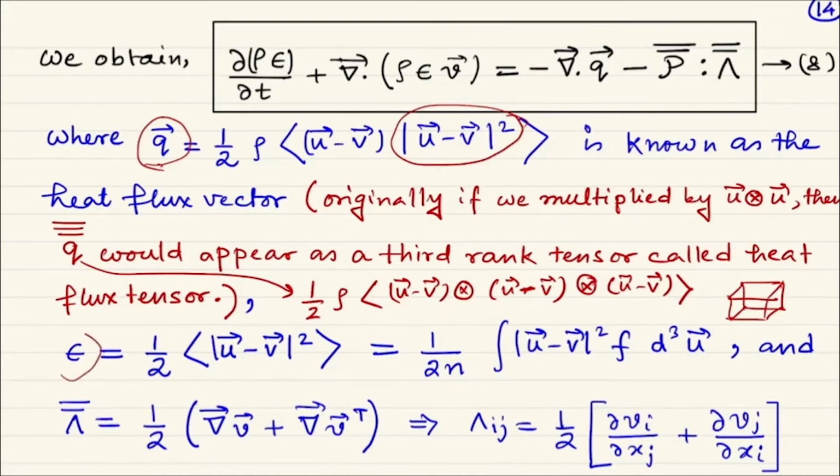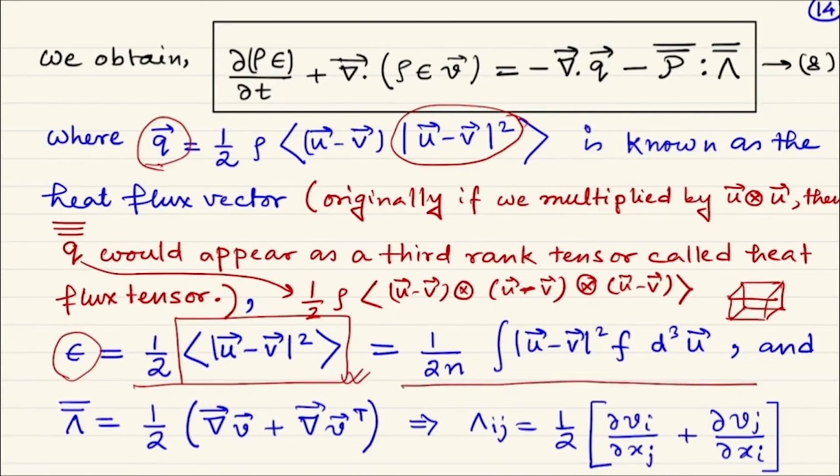So, what is epsilon? Epsilon is nothing but half of the angular bracketed (u minus v) whole squared. So you see, this is something like a fluctuating kinetic energy type of thing, if you constitute a kinetic energy type of quantity starting from the fluctuation velocity vectors. Okay. So once again, this is equal to this.